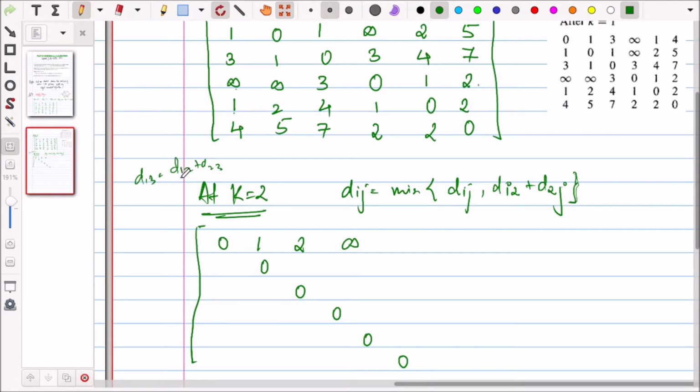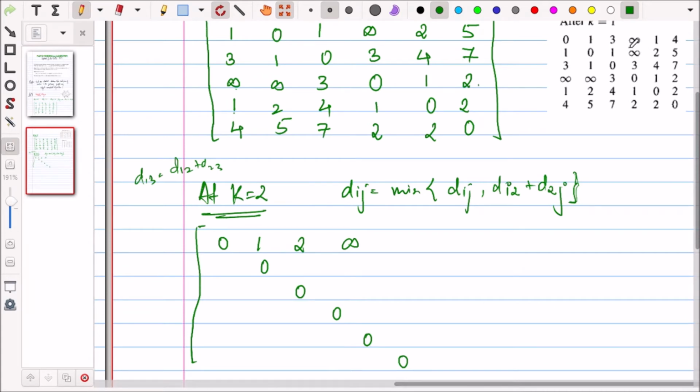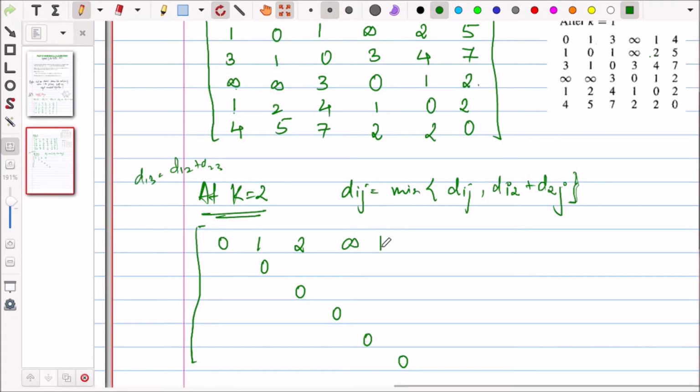Now then d14, so you will add d12 to this one along with d24. So this one, 1 plus 2, which is, yes, 1 plus 2 is 3, but we already have 1 here, so it will be 1. Now 1 plus 5 is 6 and it is 4, so we will keep it 4, right? Is it fine? Yes, sir. So 0 1 2 infinity 1 4.